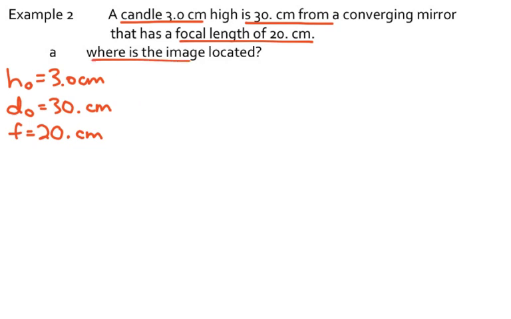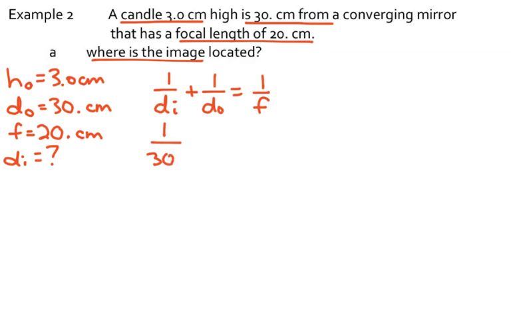The question is asking us, where is the image located? Well, the image is located at DI. So we look at the equation for curved mirrors, 1 over DI plus 1 over DO equals 1 over F. And if we look at the variables, we actually have too much information at this point. So HO will not come into play in this equation. We're just going to ignore that for now. Maybe we'll need it in part B of the question. Maybe not.